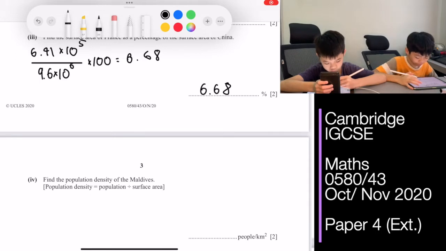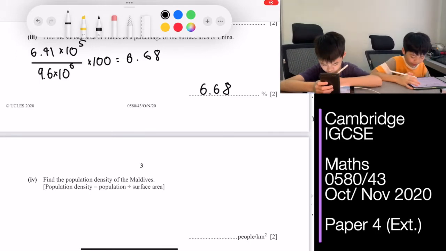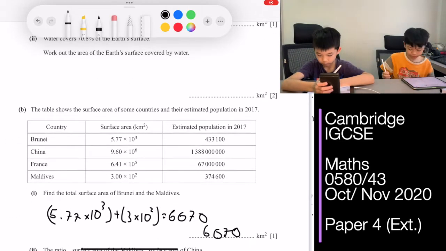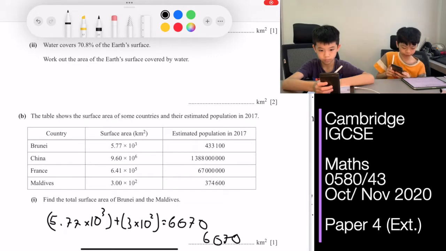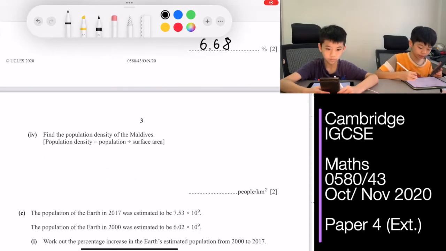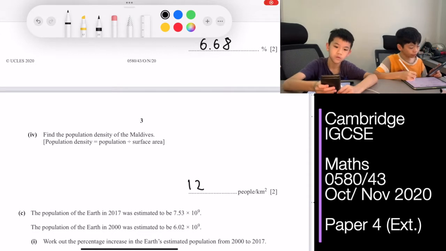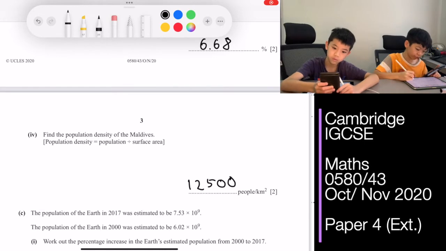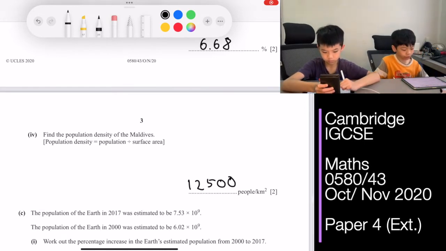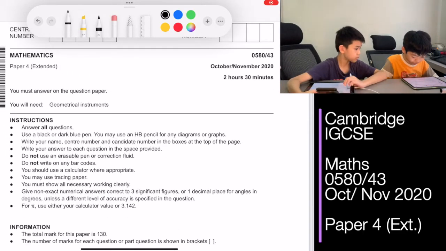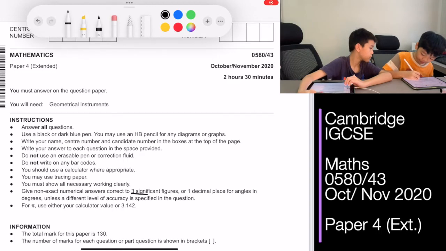Find the population density of the Maldives, which is people per kilometer squared, population over the surface area. So Maldives, 374,600 divided by 3 × 10², is 12,500, rounded to 3 significant figures over here.